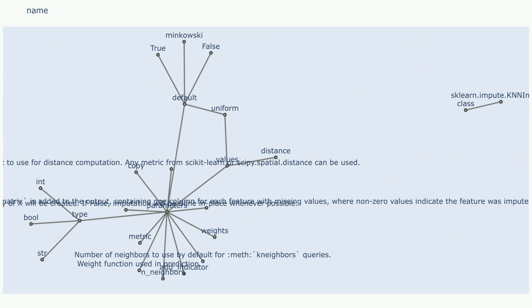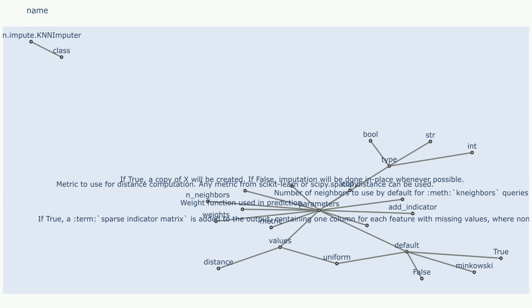Explanation of key values. n_neighbors, int. This specifies the number of nearest neighbors to consider for imputation. A higher value means considering more neighbors. Weights, str, controls how the neighboring values are weighted when calculating the imputed value. Uniform: all neighbors have equal weight. Distance: closer neighbors have more weight, giving more influence to similar points.